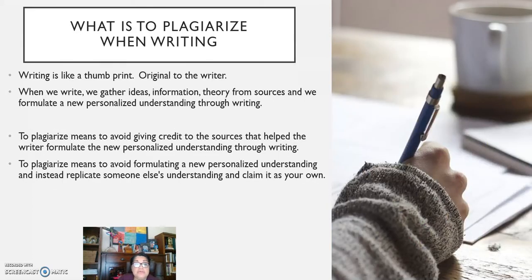And so what is to plagiarize when writing? Writing is like a thumbprint. It's original to the writer. And sure, writers will gather their ideas, information, and theories from other sources, and there's nothing wrong with that. Writers should formulate and personalize an understanding through writing. So to plagiarize means to avoid giving credit to the sources that help the writer formalize the new personalized understanding through writing. It means to avoid formulating a new personalized understanding and instead replicate someone else's understanding and claim it as their own.